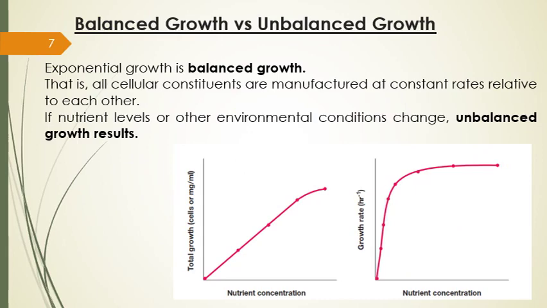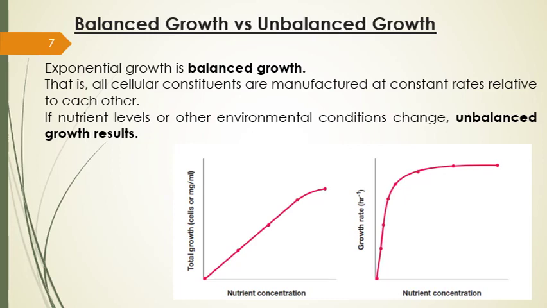Exponential growth is a balanced growth. That is, all cellular constituents are manufactured at constant rates relative to each other. If nutrient levels or other environmental conditions change, unbalanced growth results. This is growth during which the rates of synthesis of cell components vary relative to one another until a new balanced rate is reached.